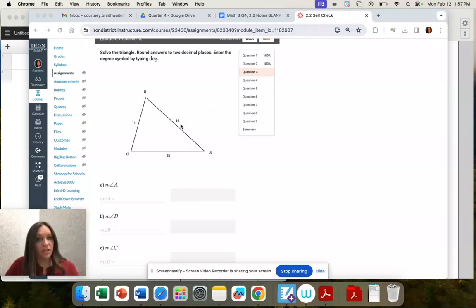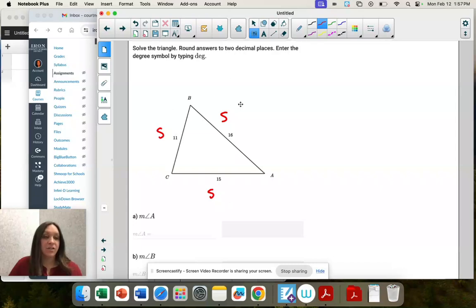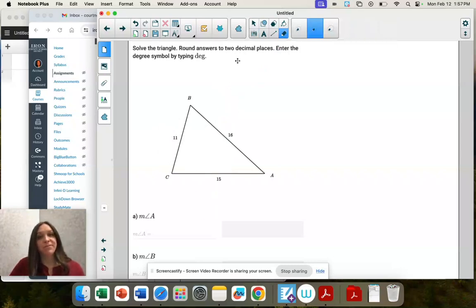You can't use law of sines because you have to know at least one angle. So this one, we would call a side, side, side triangle. When you know 3 sides, you use law of cosines till you get at least one angle. So let's start with A.